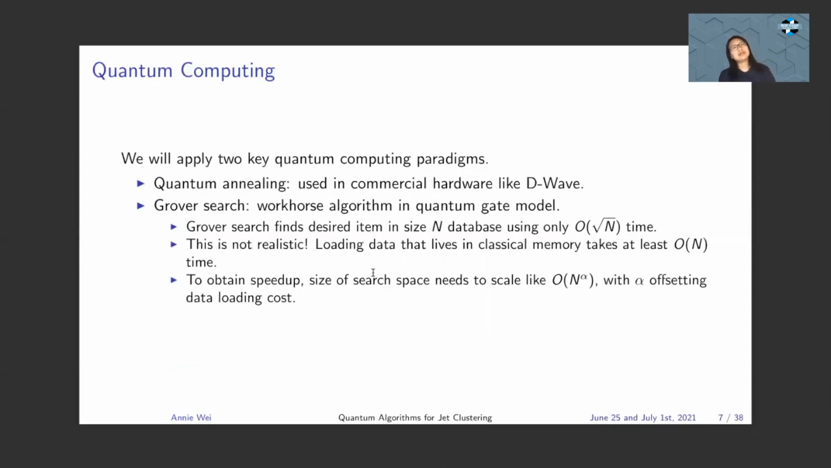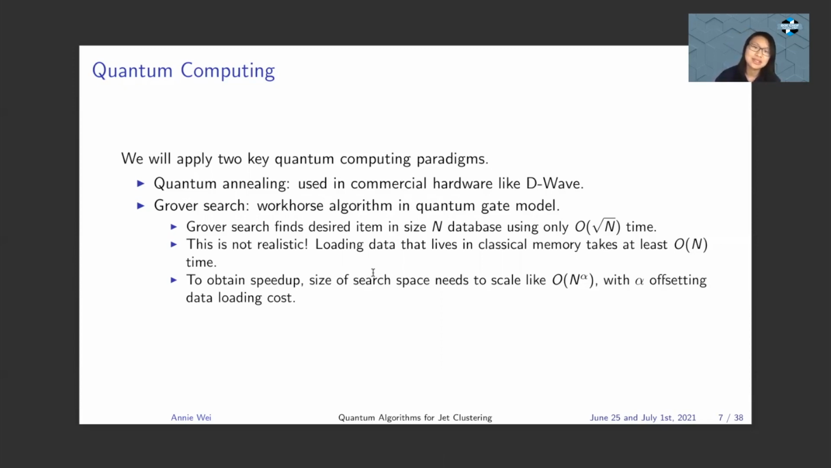So the two quantum computing paradigms we're going to be concerned with are quantum annealing, which is used in hardware like the D-Wave, and quantum search, which works in the quantum gate model, specifically the Grover search algorithm. And what this does is if you have a database with n items in it, it finds your desired item in square root of n time. Of course, classically, you need to look through all the items, and that takes at least n time.